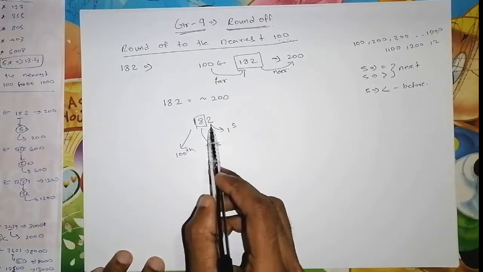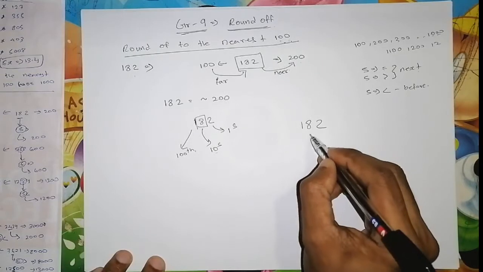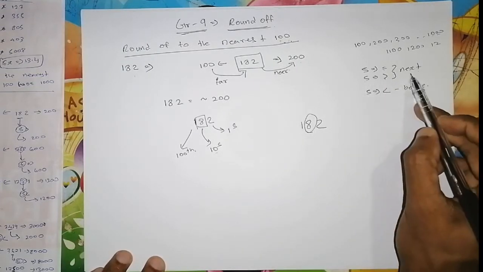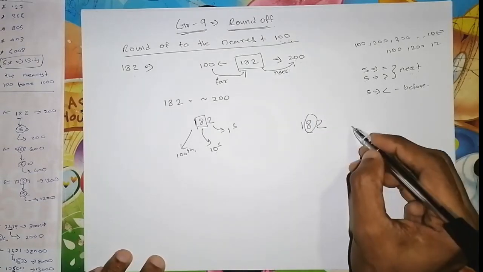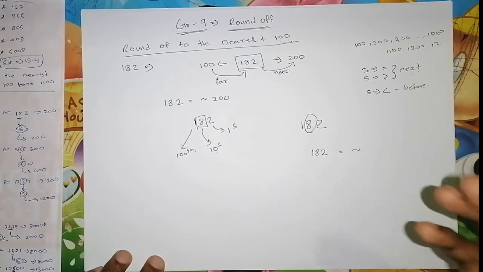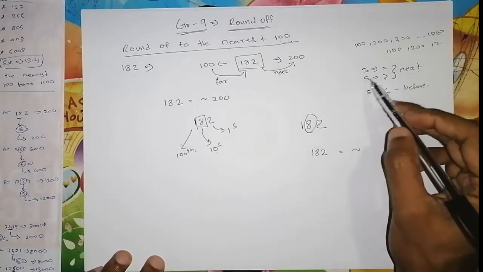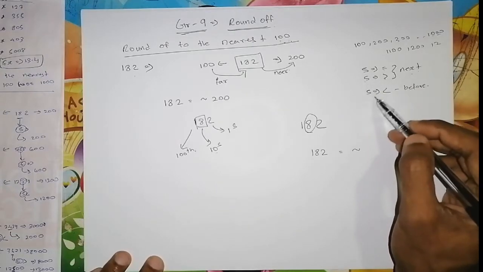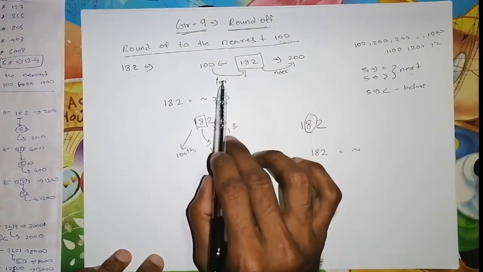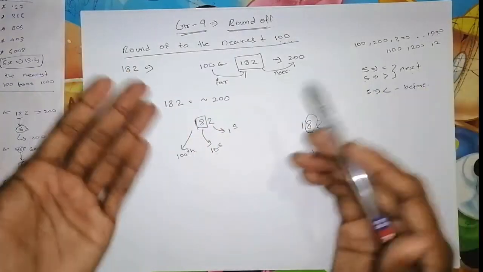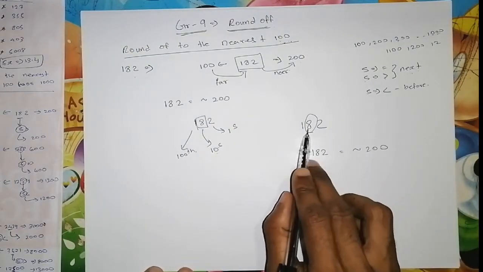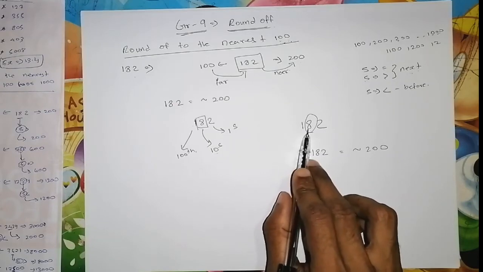So if you check 182, the 10th position is 8. 8 is greater than 5, so we take the next number. The next number is 200. So if you check whether it is greater than, equal to or less than 5, you can do it like this, or you can find the in between numbers and see which is nearest. So it is also 200. We have to check the 10th position.